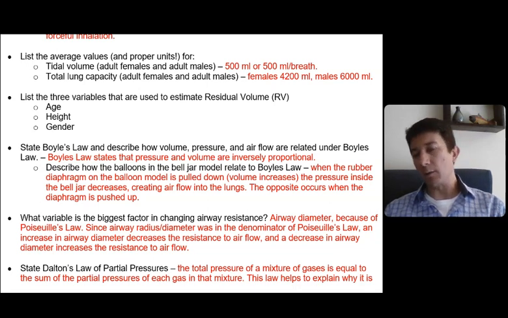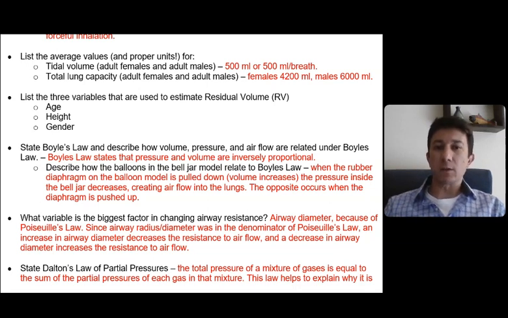And for males, that number is a little bit higher. It's about 6,000 milliliters. Again, those are pretty typical average numbers for adult males and adult females. And so for those tidal volume and total lung capacities, keep those three values in mind, as well as the units, which are always going to be milliliters, or milliliters per breath, because these are really just measuring the values in one inhalation-exhalation cycle.